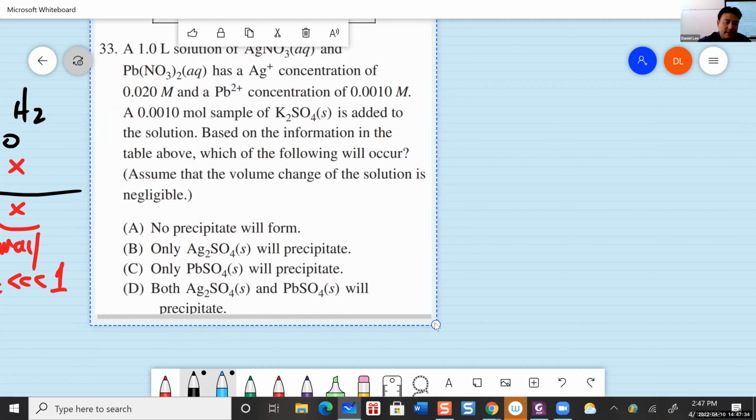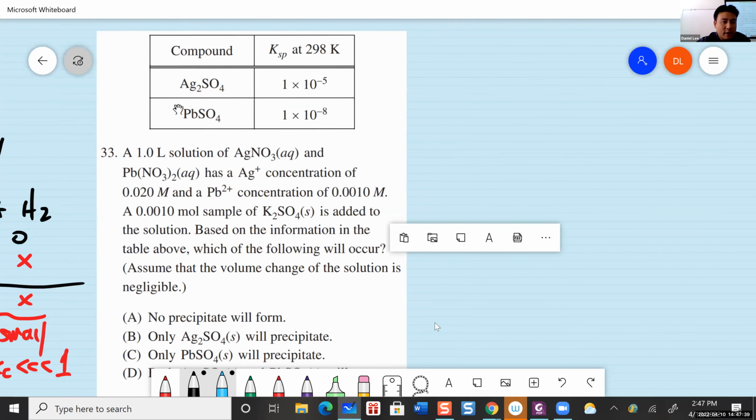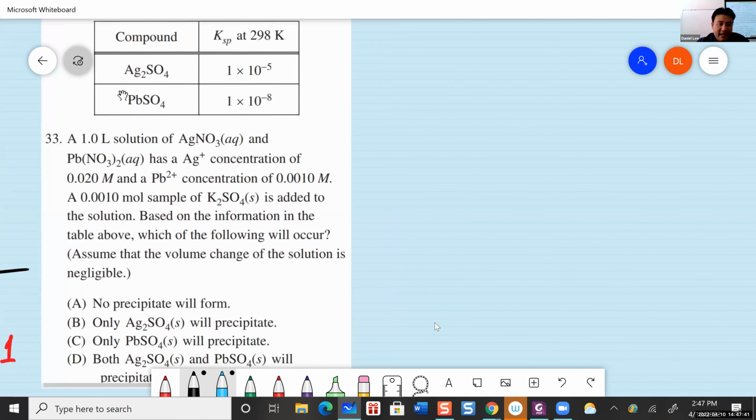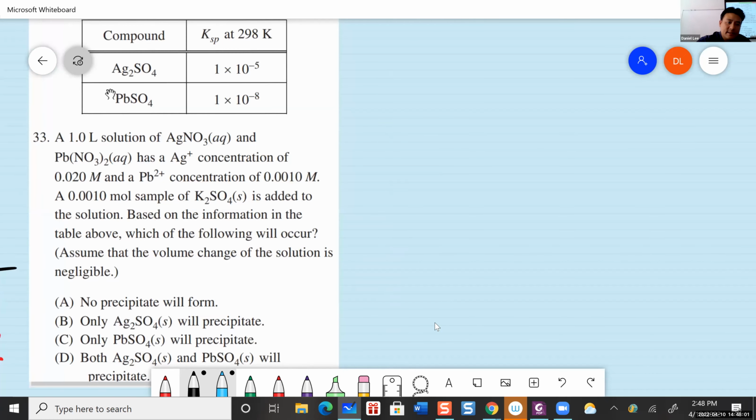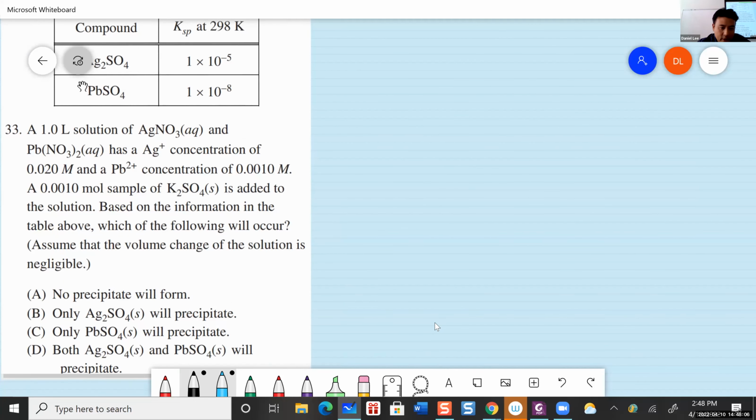So let's look at this question, number 33. We've got two compounds, silver sulfate and lead sulfate, so they're different precipitates. The question says: 1 liter of silver nitrate and lead nitrate has Ag plus and Pb2 plus, and you added K2SO4. Based on the information, which of the following would occur? Good Lord, this one is all words. It's like a free response question. This one is about which precipitates first. So let's look at this.